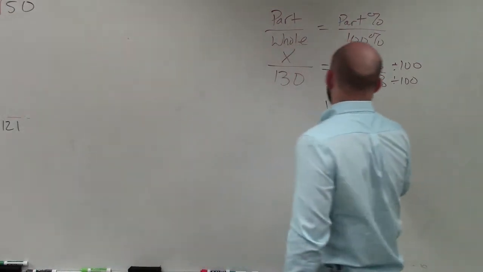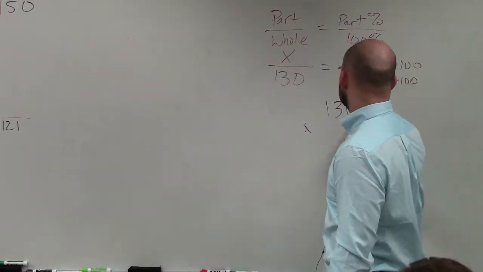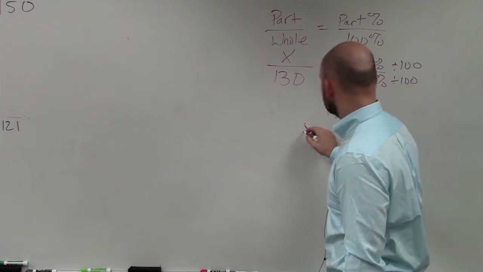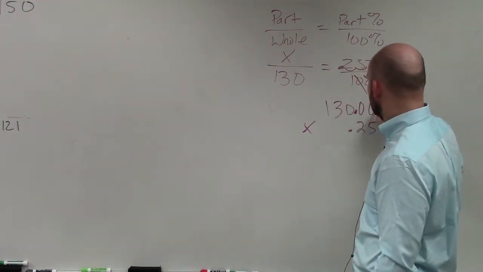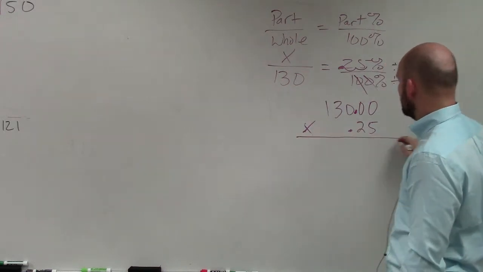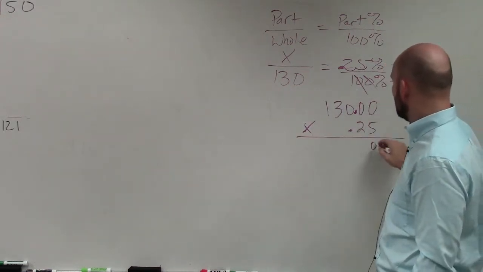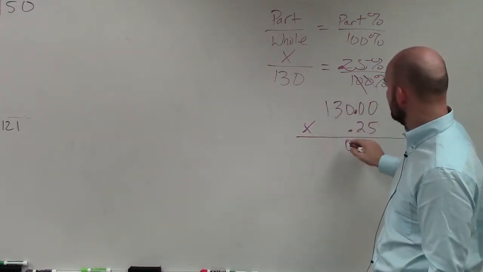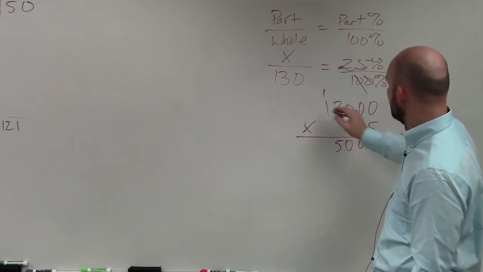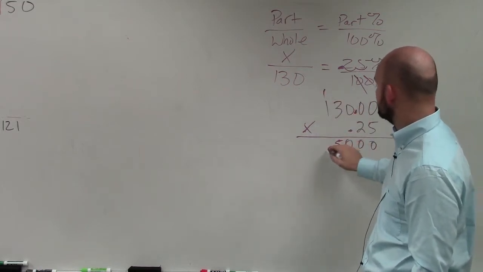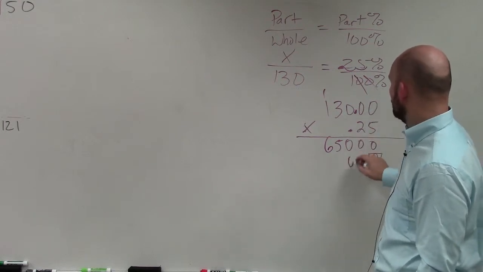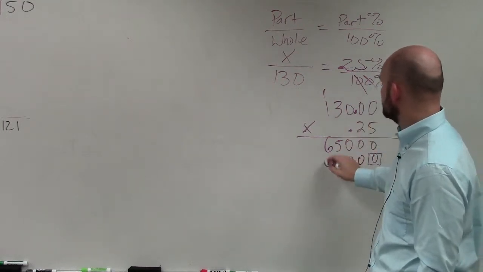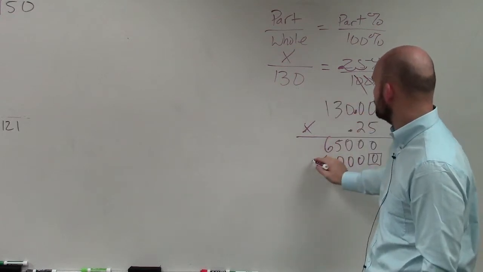So I have 130 times 0.25. Now remember, when we're multiplying, we need to make sure we line up the decimal points, include our place values. And then here, I'm just going to have my 5 zeros here. 5 times 3 is going to be 15. Carry the 1. 5 times 1 is 5, plus 1 is 6. Then I include my placeholder. Another 3 more zeros. 2 times 3 is 6. 2 times 1 is 2.